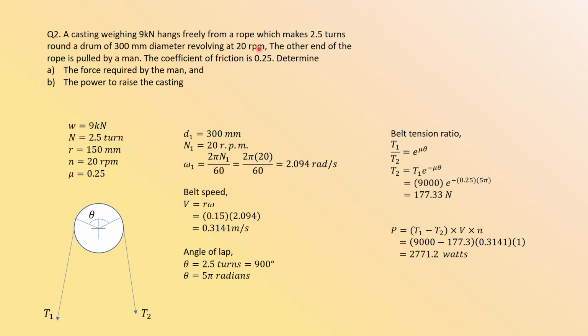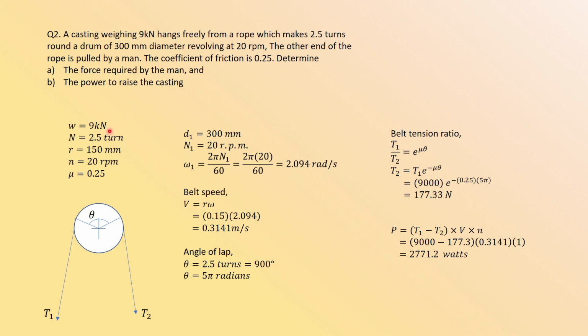Now, if it is RPS, if given here is 20 RPS, that means revolutions per second, then you don't need to divide it by 60, please. Okay? Now, the other end of the rope is pulled by a man. The coefficient of friction is 0.25. The question asks us to find the force required by the man to pull the whole thing up and the power to raise the casting.